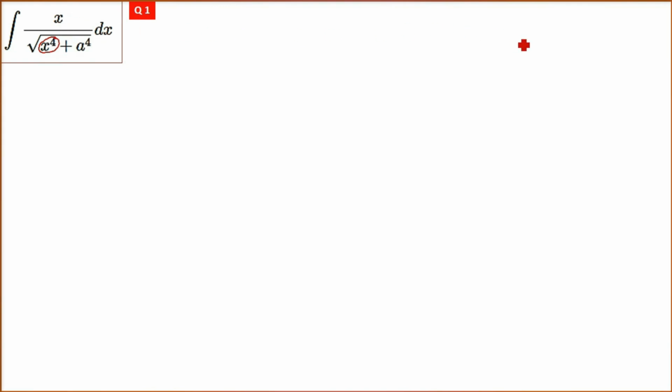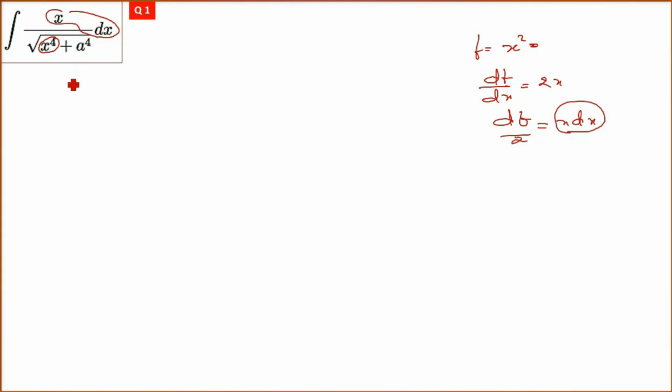So x square will give you x dx. So we'll take this t as x square. When we take dt by dx, it will be 2x. So if you want this x dx, this will be equal to dt by 2. So this x dx, we want this whole one. The numerator is already with us now. Integration will become like this.